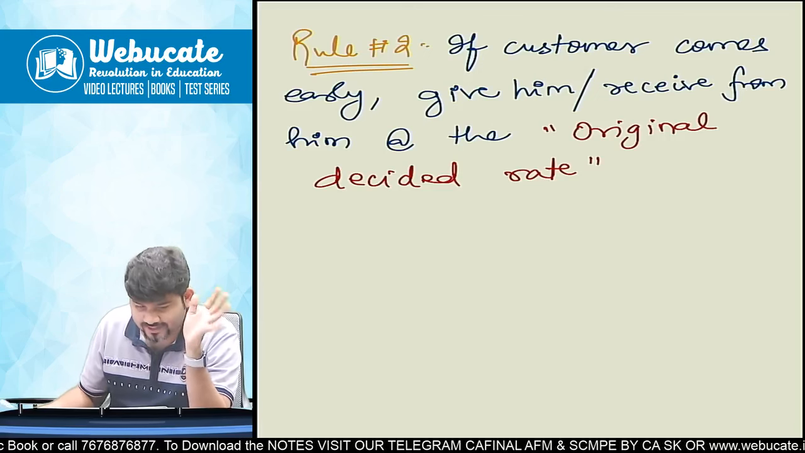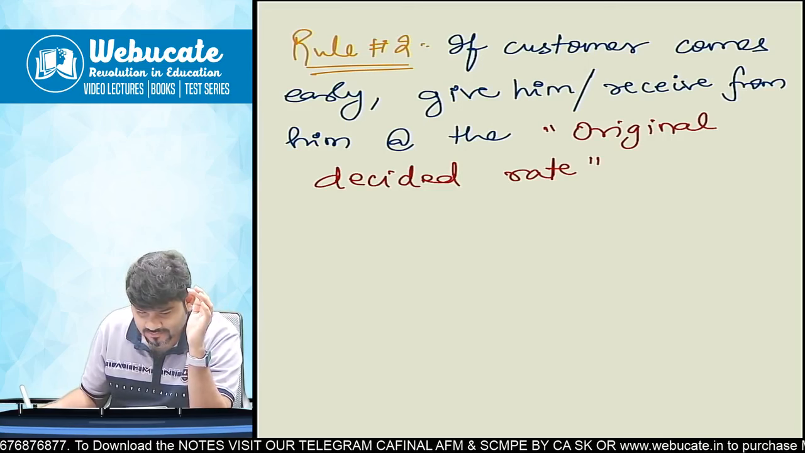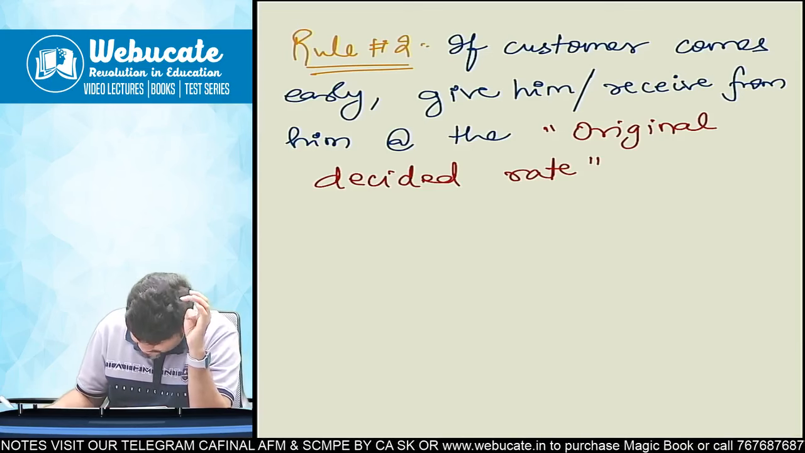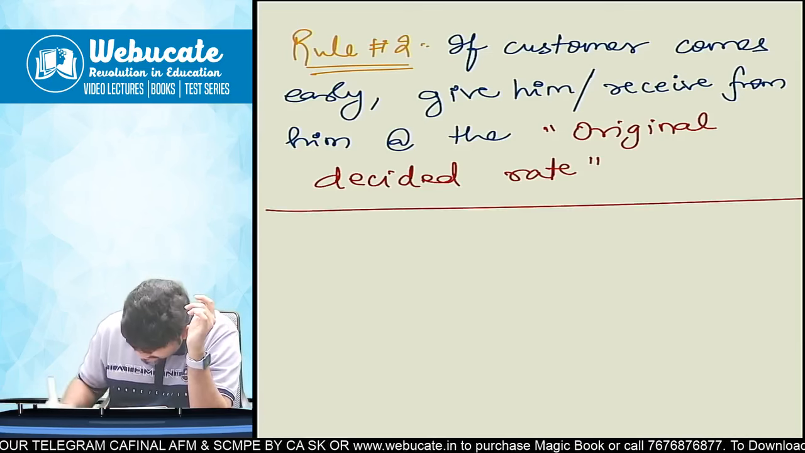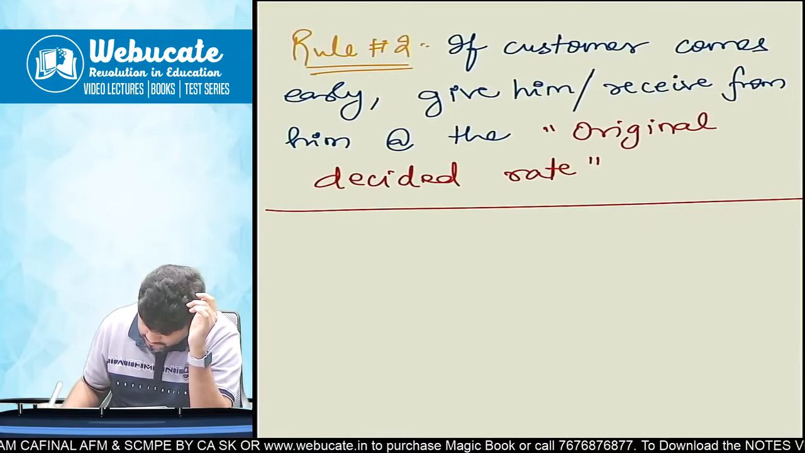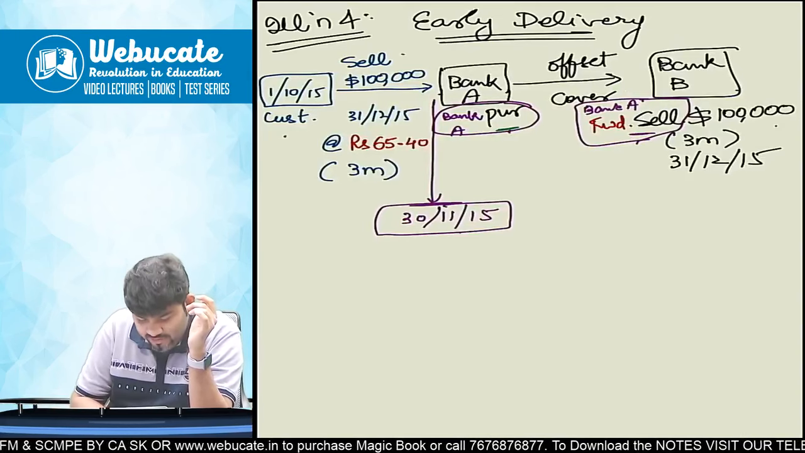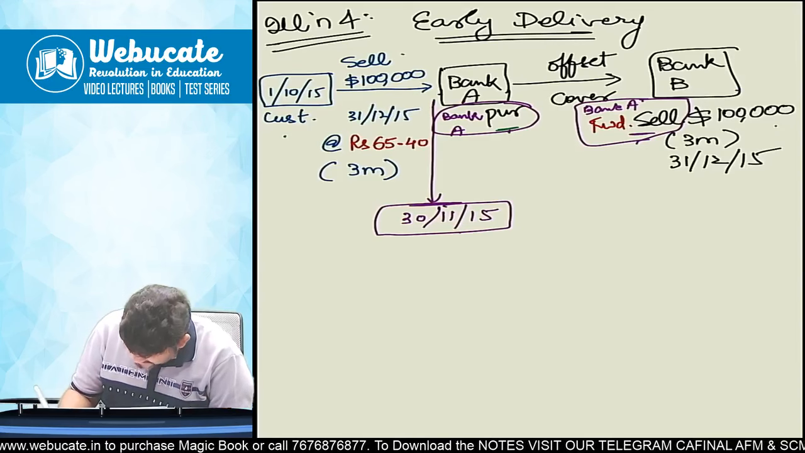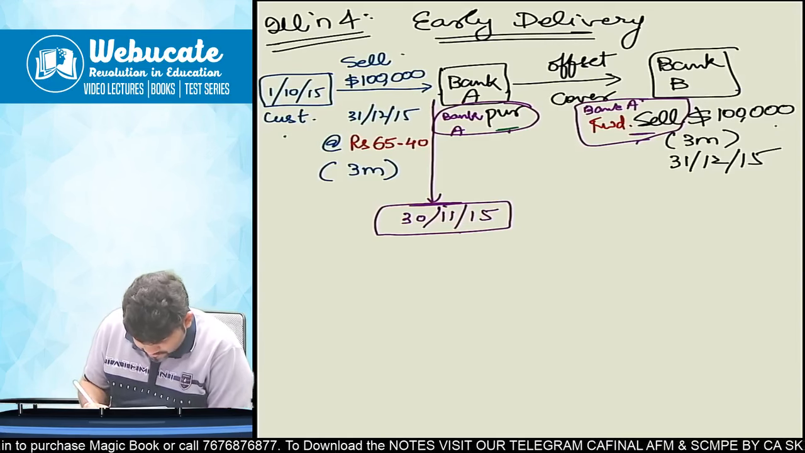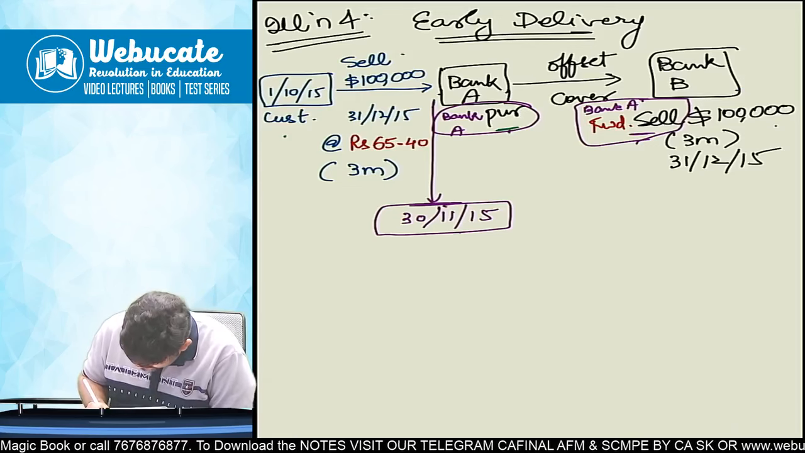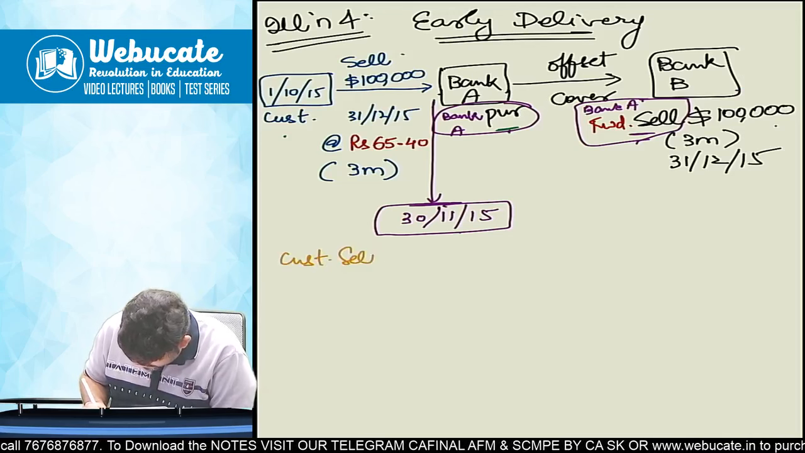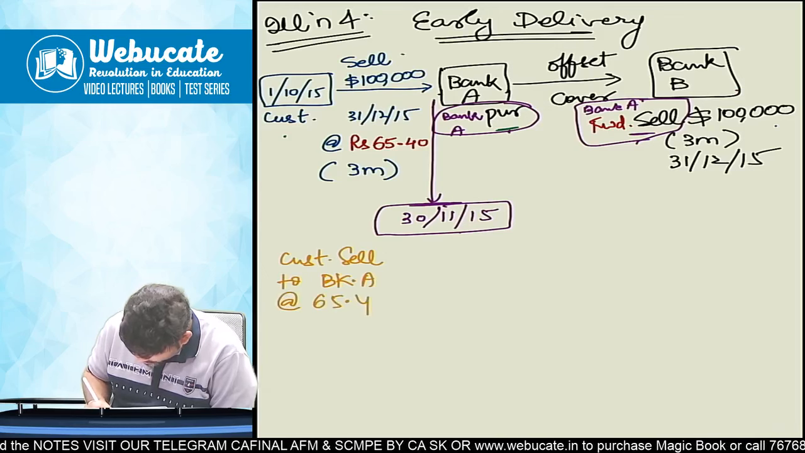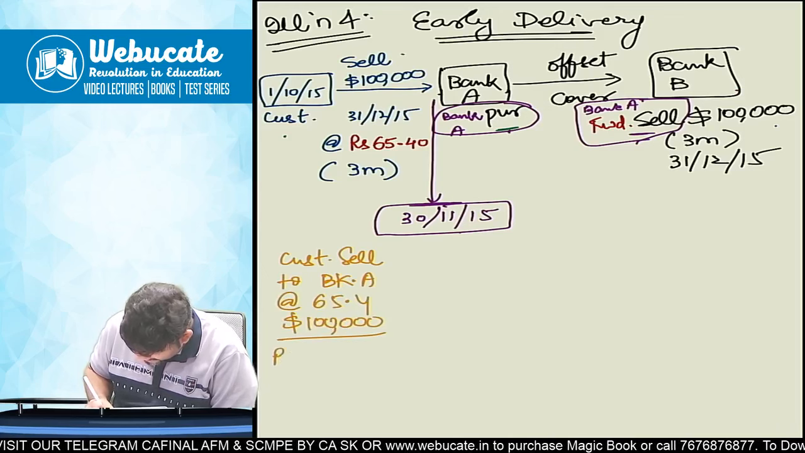Rushank, wait, brother, wait. So, what is the original decided rate? Okay, so we will have to honor the transaction at the original rate. What is the original decided rate, guys? I'm asking you. 65.4. So, we will write here that customer sell to bank A at the rate 65.4, 1 lakh. Okay.